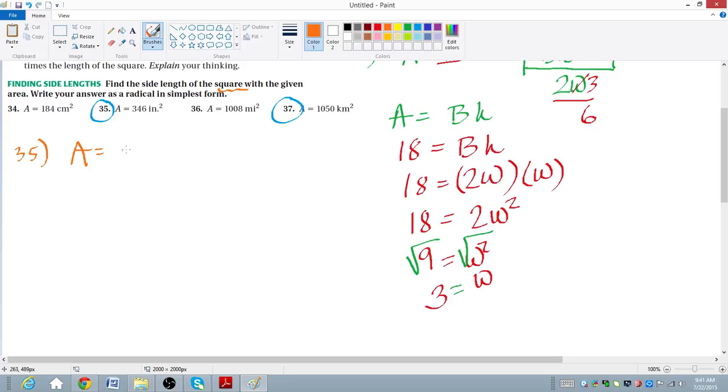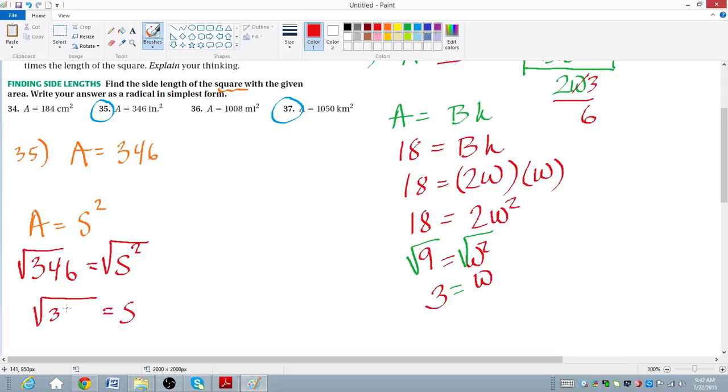A is equal to 346. Let's put that for a start. And what's the formula for area of a square? A is equal to S squared. That is the formula. And you know area is 346, so I could just put 346 is equal to S squared. Now it's asking for the side length. Well, I know the side is S, so I'm gonna take the square root here, take the square root here. The side is square root of 346.